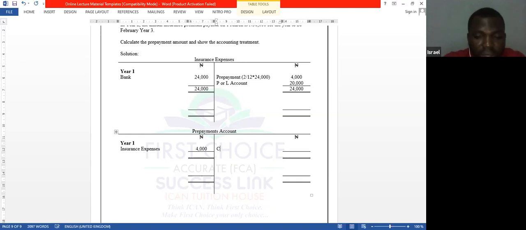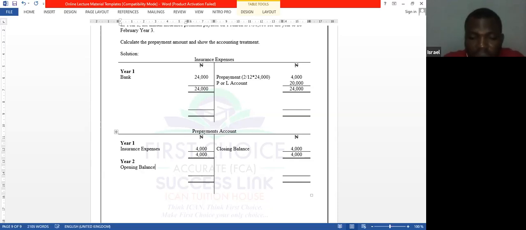Closing balance, because it is an asset. So the closing balance is 4,000. The closing balance will now be the opening balance for the following year. So we have that year to be 44,000. Following year, we have year 2. Let's put year 2 here. So we have this to be the opening balance.